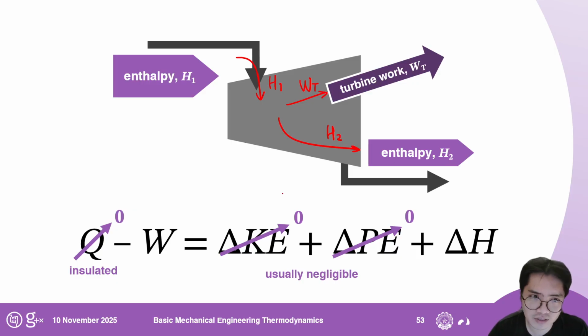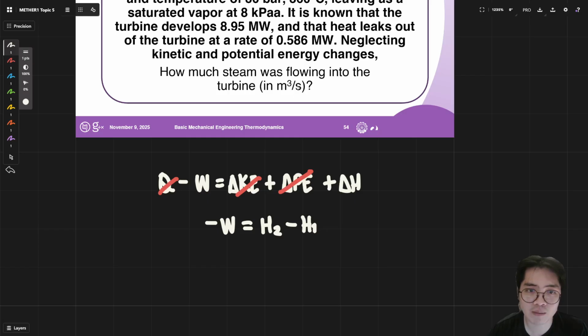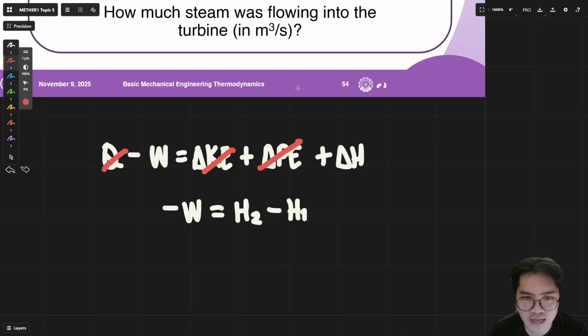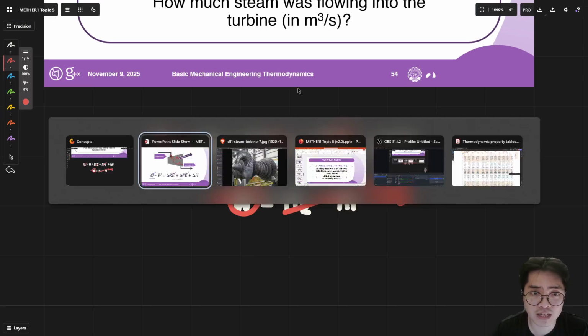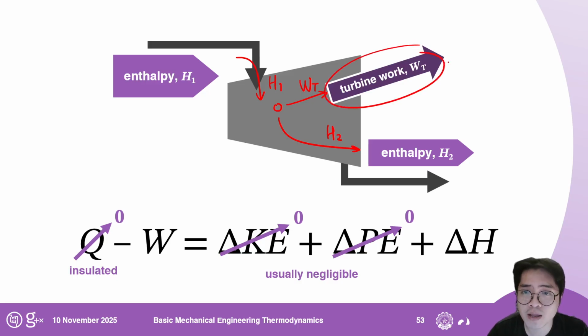Notice which state has more energy. Of course, it's going to be H1 because that has yet to give up its energy to the turbine. So that means that your H2 minus H1 is actually a negative value. So if it's a negative value, that's why there is a negative sign in here, because in the end, this value of W is positive. How am I to say that it is positive? It's because your turbine work is going out. Work out is positive. That's how we're supposed to think about it.